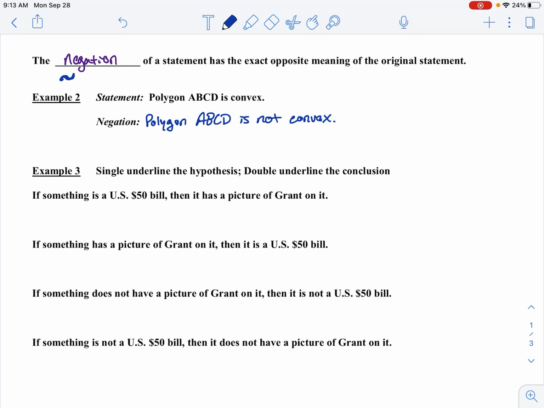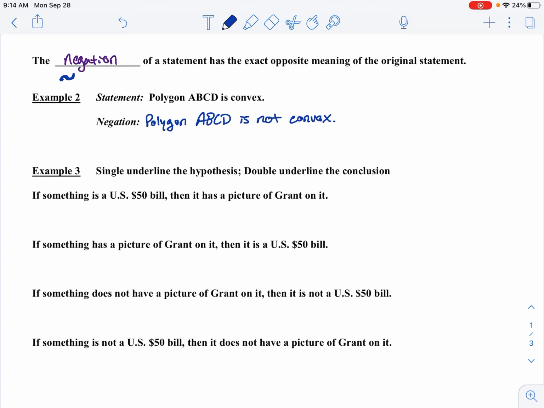Another way we could have written this, because now that we've done Unit 1, instead of saying that it is not convex, we could have said polygon ABCD is concave, because we know if a polygon is not convex, it would be concave. So that would also be negating it if we wanted to get a little bit fancy. And again, we had that little tilde. That means negation.